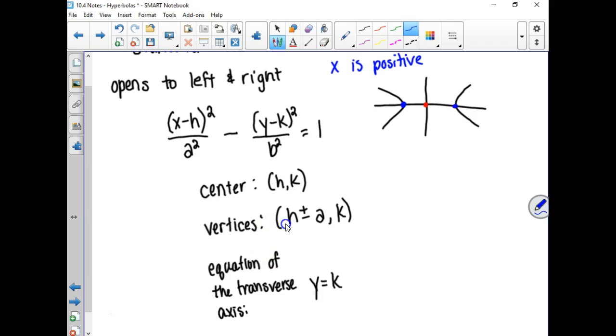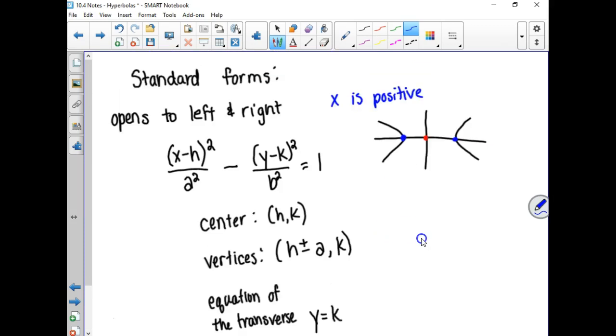The transverse axis is the one that cuts across. That is a horizontal line, so it's y equals whatever the k value is, whatever that y coordinate is. Of course, the conjugate would be the opposite, x equals the h. Okay.